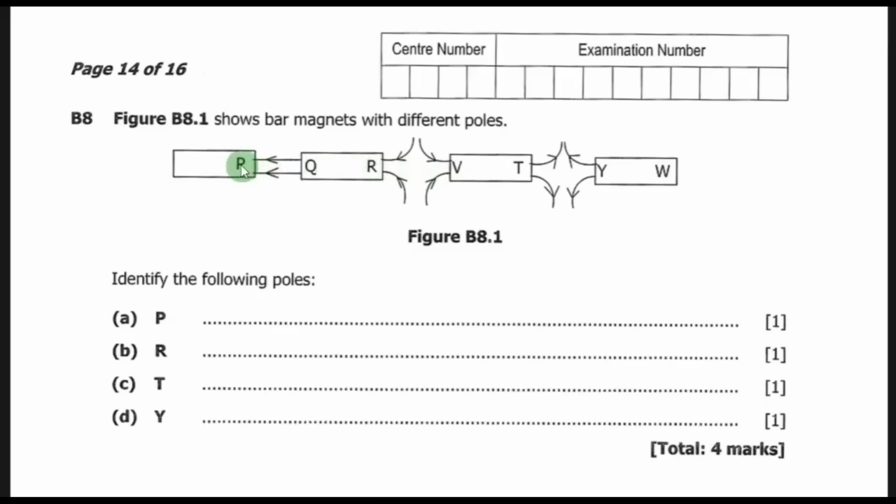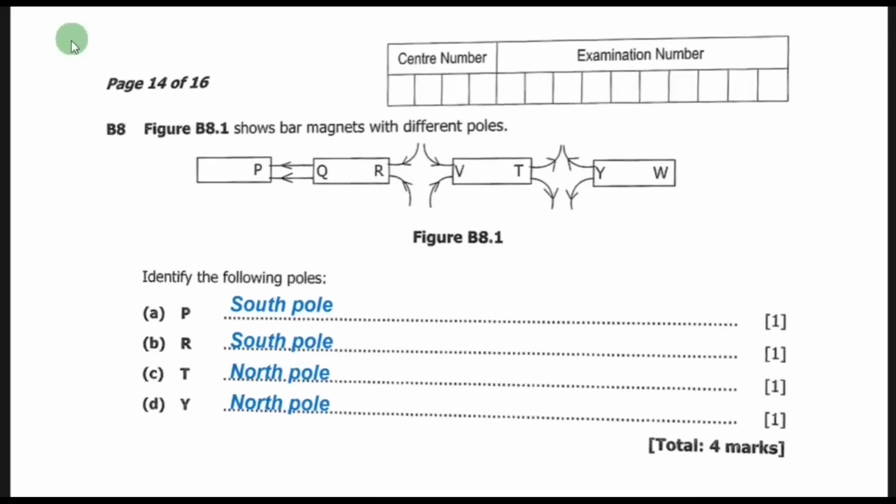So we are saying A, P, this one here. Where is P? This one. Since field is entering into P, P is actually south pole. Then for R, field also is entering, so R also must be south. Then T, where field is coming out, must be north. Then Y also, field is coming out, and it is also north pole. All right, so simple for marks.